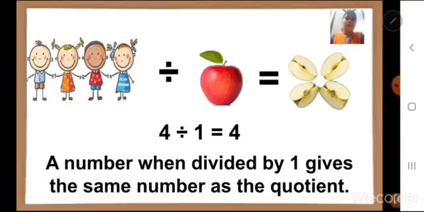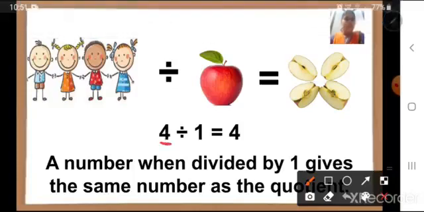So what will happen? Each child will get one slice. Or we can say that 4 divided by 1 is equal to 4. A number when divided by 1 gives the same number as the quotient. Now here you can see we have 4, so we get the same number as the quotient. Remember children this rule.